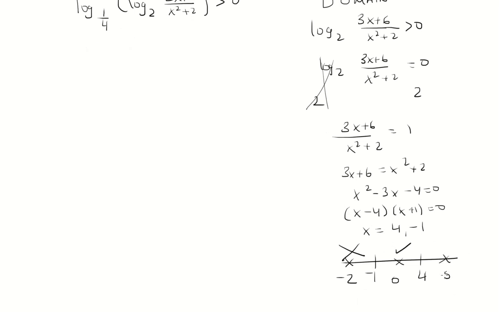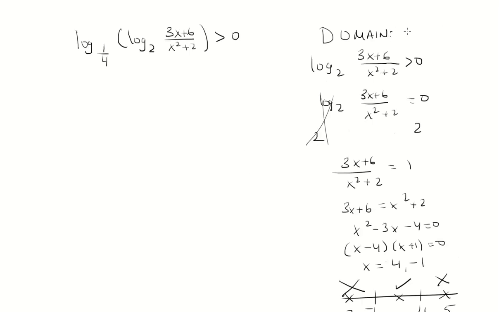And if you pick, let's say 5, we have 15 plus 6, that's 21 over 27. So log base 2 of 21 over 27, well, that is not going to be greater than 0. That's going to be negative. So that's not part of the domain. So the domain is going to be from negative 1 to 4. So whatever solution we get, we want to make sure it's going to be between negative 1 and 4, strictly not including negative 1 and 4, because if you plug in negative 1 or 4, it makes it equal to 0.